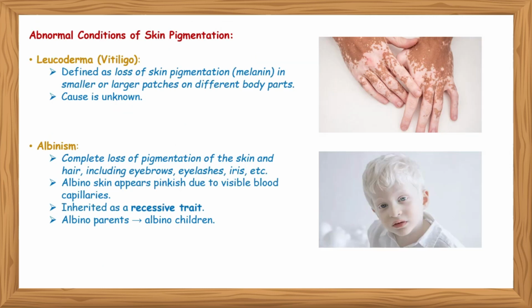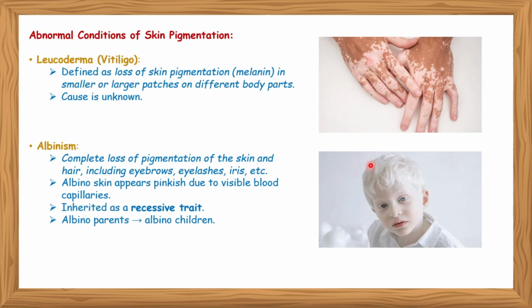Abnormal conditions of skin pigmentation, leukoderma, it is also known as vitiligo. This is the image showing the leukoderma or vitiligo. This is a patchwork formation between the darker region and the whitish region. There is an excess of melanin in the dark region, and there is lack of melanin in the pale pink region. It is defined as the loss of skin pigmentation or melanin in smaller or larger patches on different body parts. The cause is unknown.